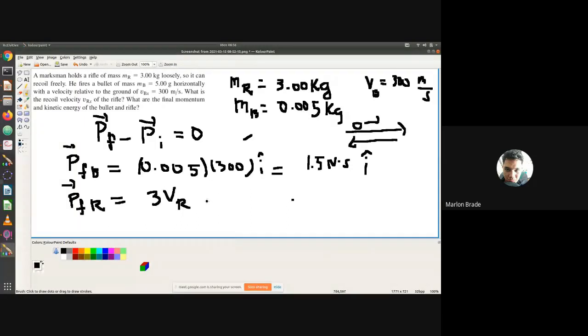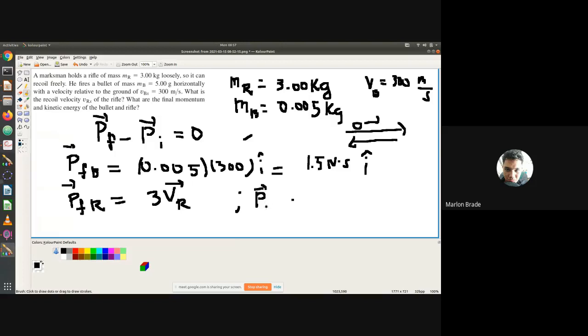And yeah, so let's denote it as zero. So the initial is 0. All the initial is 0. Right? The initial velocity of the rifle. So the initial momentum, that is what you just write.